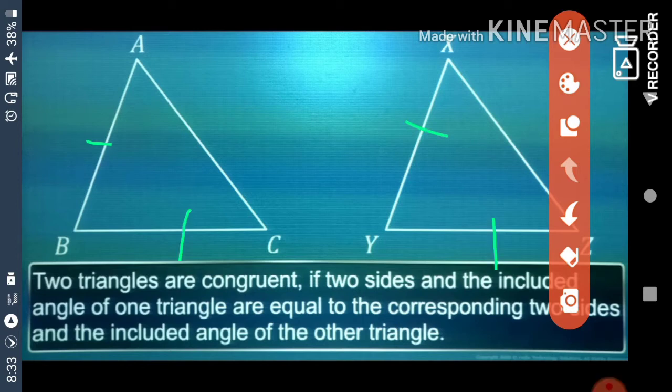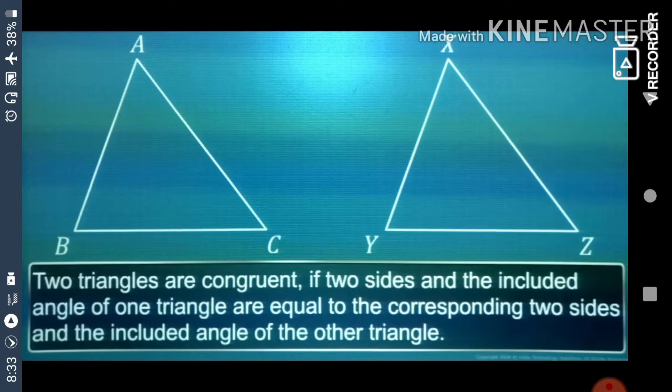Now what do they mean by the included angle? This angle will be called the included angle. Why is it called the included angle? Because this angle B is coming between these two sides, AB and BC. That's why it is the included angle. It is coming between the two sides. This other angle will not be called the included angle, because we're not talking about those two sides. Between these two sides this angle is coming, that's why it is called the included angle. Same here, XY, YZ. So which angle is coming between? Angle Y. Angle Y is the included angle.